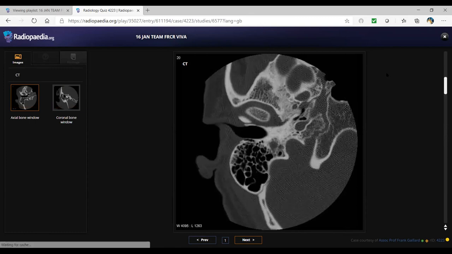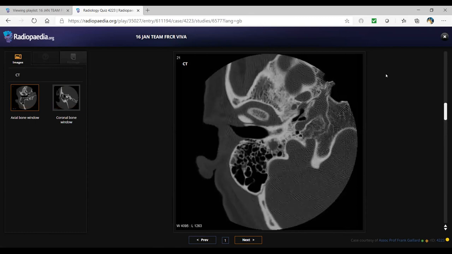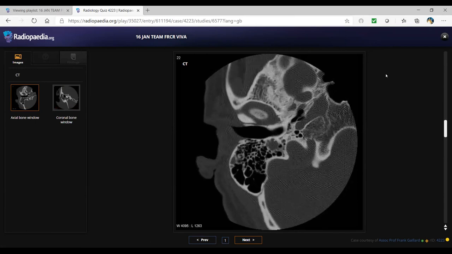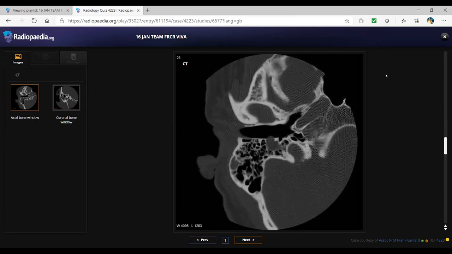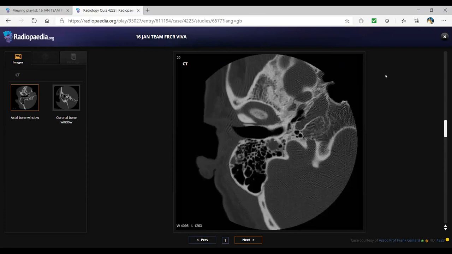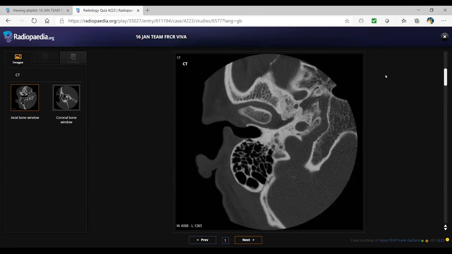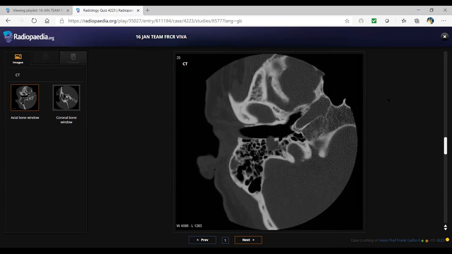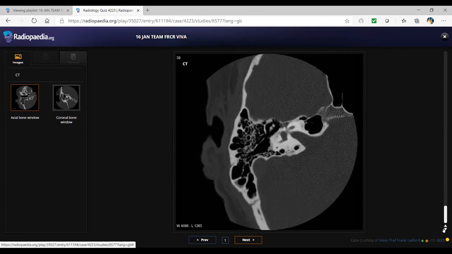This is a selected axial section of the mastoid region on the right side, which shows opacification of the mastoid vessels. So can you point out the opacification you're talking about? These are the opacification within the mastoid vessels. You mean here? Here? Yes. You can take the mouse.